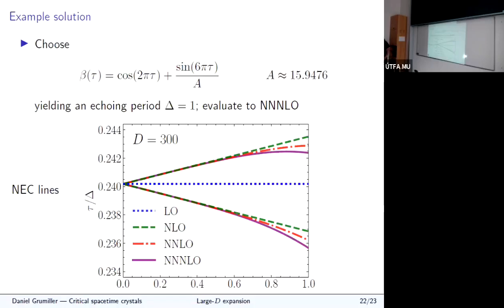Now, at next to next to leading order, you see that these lines are no longer straight, but they bend downwards, which is what we find in the numerical results as well. And at the next order, the downward bending gets further pronounced. What this suggests is that the large D expansion may converge more rapidly in the center than at the edges. And these plots are for this example up here with dimension 300.